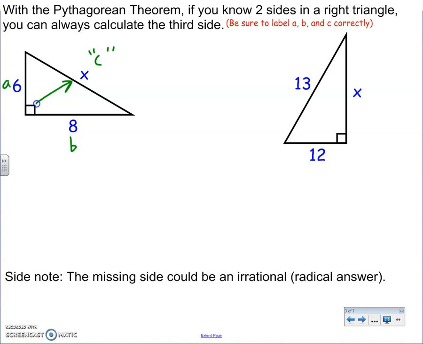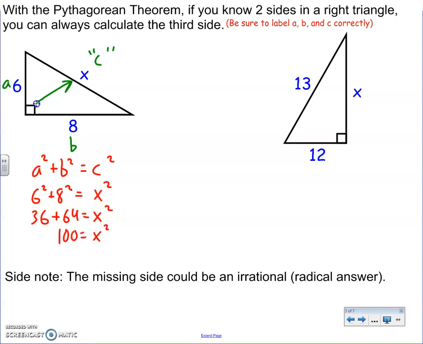So if we do the Pythagorean theorem, it's allowed because we have a right triangle. It's going to be A squared plus B squared equals C squared. Now, I'll write the formula this time, but usually I don't. If I fill it in, A is 6, this is going to be 6 squared plus 8 squared equals X squared. 6 squared is 36. 8 squared is 64. Add 36 with 64 is 100 equals X squared.